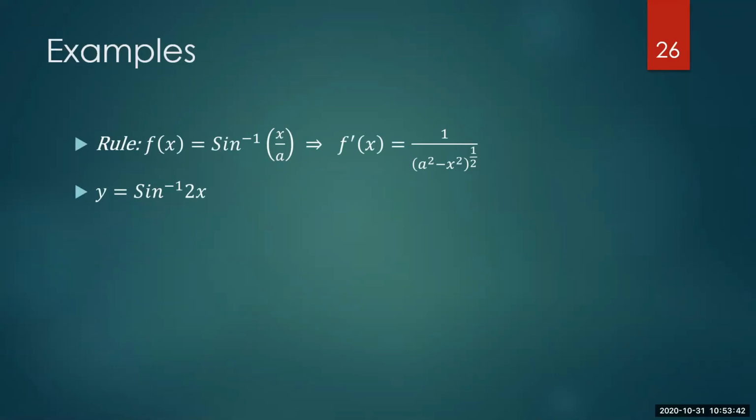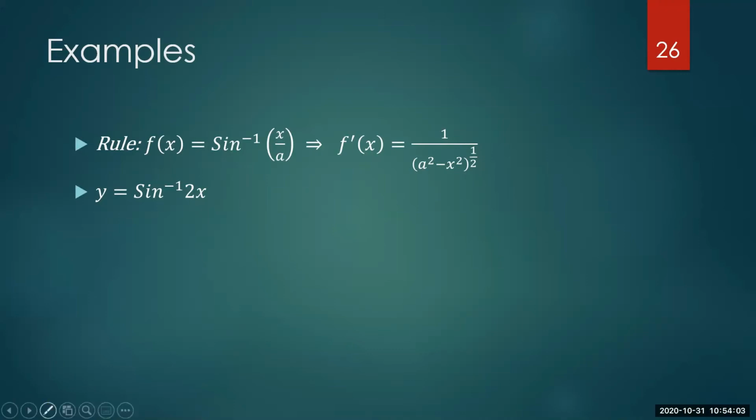So here's the first example. I'm saying f of x is equal to the arc sine of x over a, f dash of x is equal to 1 all over a squared minus x squared all to the power of a half. Is everyone familiar with the inverse trig functions?